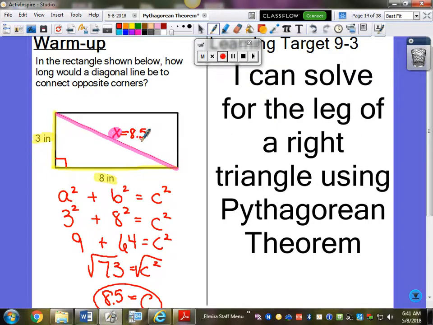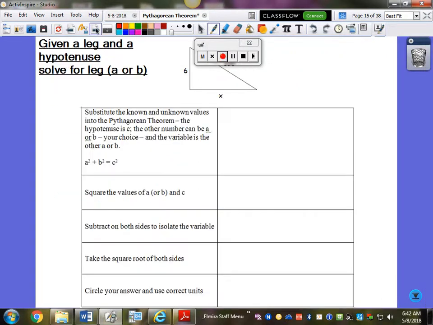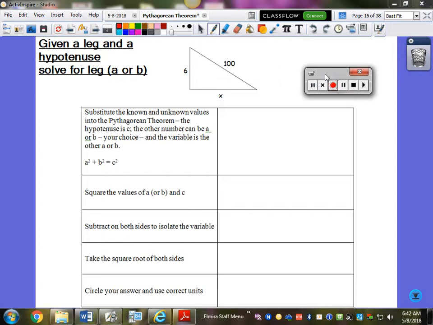Okay, so today's going to be a little bit different. We're going to solve for the leg. Yesterday we solved for hypotenuse. Today we're going to solve for a leg. So what the problems are going to look like is this. When I use my highlighters, here is my right angle in the corner. 6 is one of my legs, but X is now the other leg. So we're going to try to figure out what leg would go with 6.